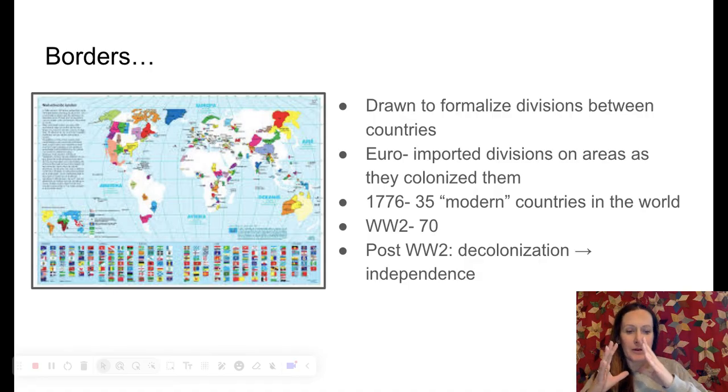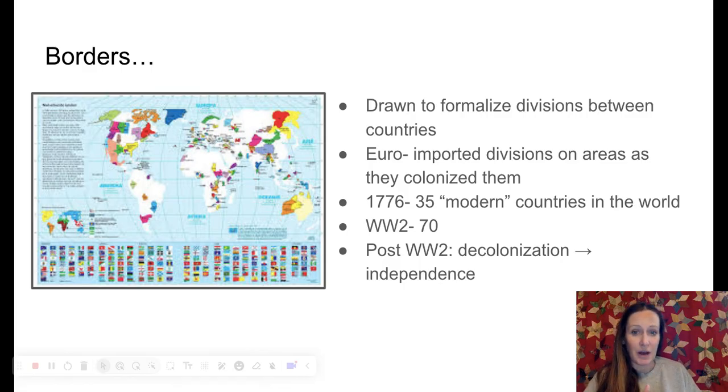Now, Europe imported divisions on areas as they colonized them. So now, since these countries in Europe are like, well, these borders are important, as they colonize, we'll learn about the scramble for Africa. You learned about that in world history. They also were imposing borders on these colonized areas, which we learned sometimes was really bad because they were breaking up nations of people or combining ones that didn't get along. I do want to emphasize that Europe wasn't the only area that colonized. We see imperialism that happened in Japan, for example, but this is where we see it happening first, I guess, the first to set up these borders.